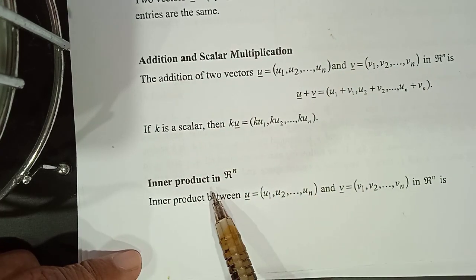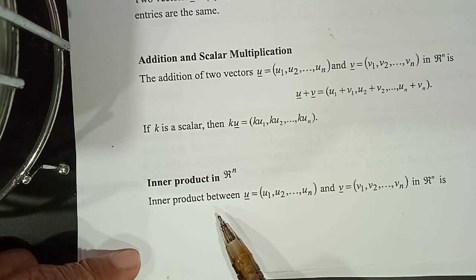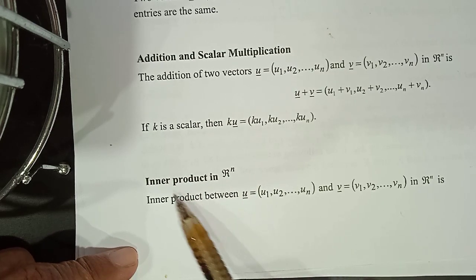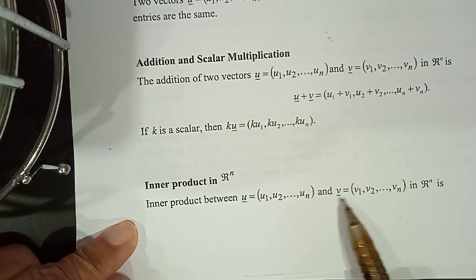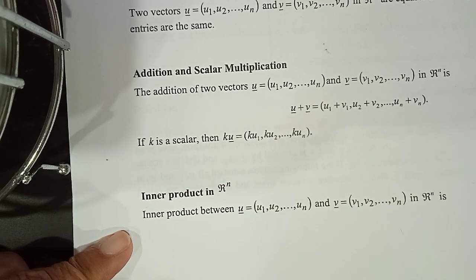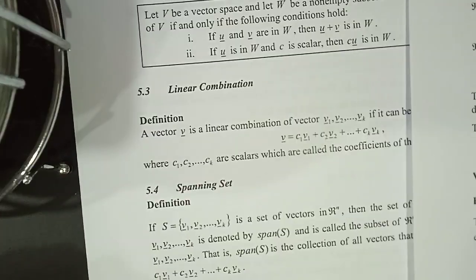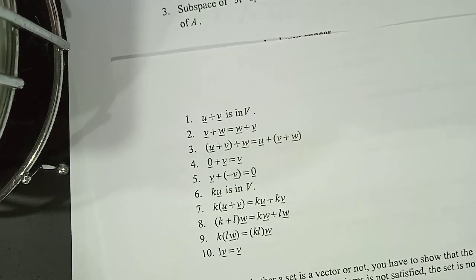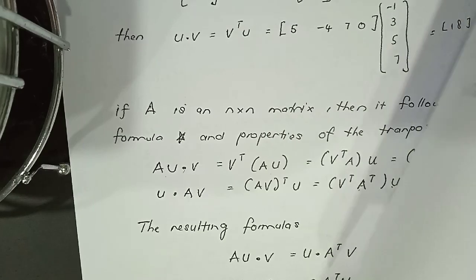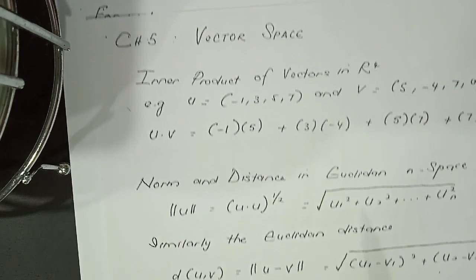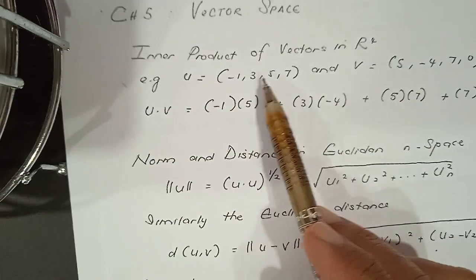Okay, for inner product, remember the inner product is the dot product. We call it the inner product in space n. Inner product between u and v in space n. Okay, inner product of vectors.